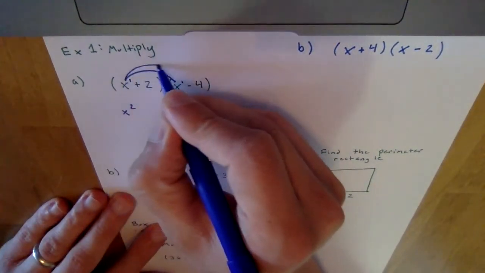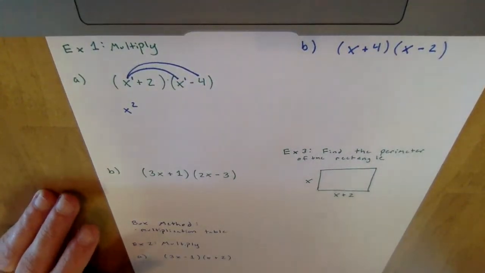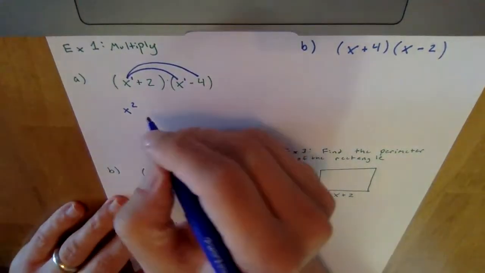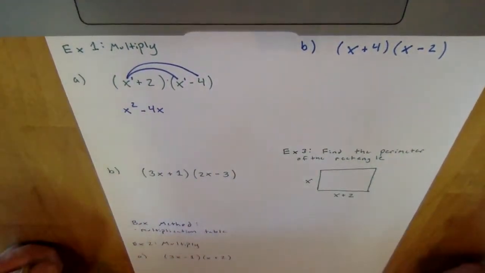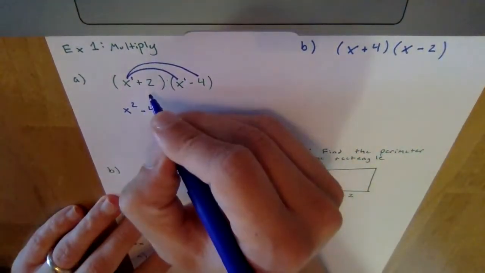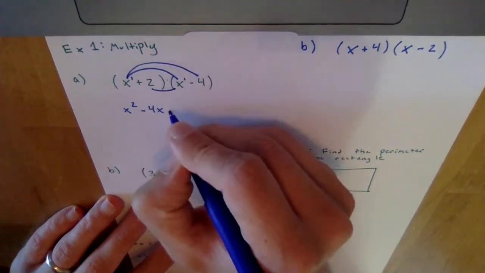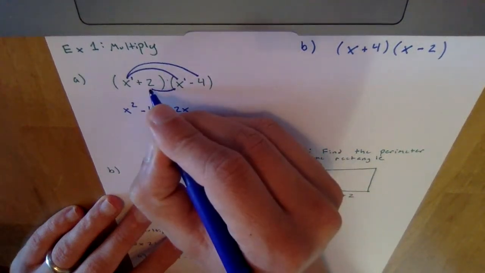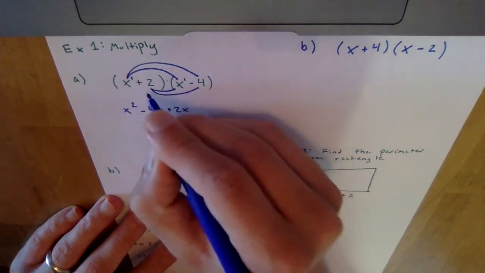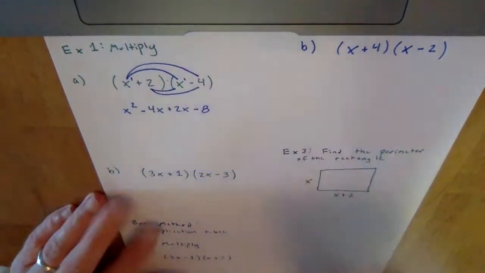Then it says O. O is for outer. So that would be x times negative 4. So the two outside pieces here. And that would be negative 4x. And then I can keep going here. I is for inner. So now I'm going to do the inside pieces, 2 times x, which is 2x. And then last, that's the last piece in each binomial. So 2 and negative 4, which is negative 8.